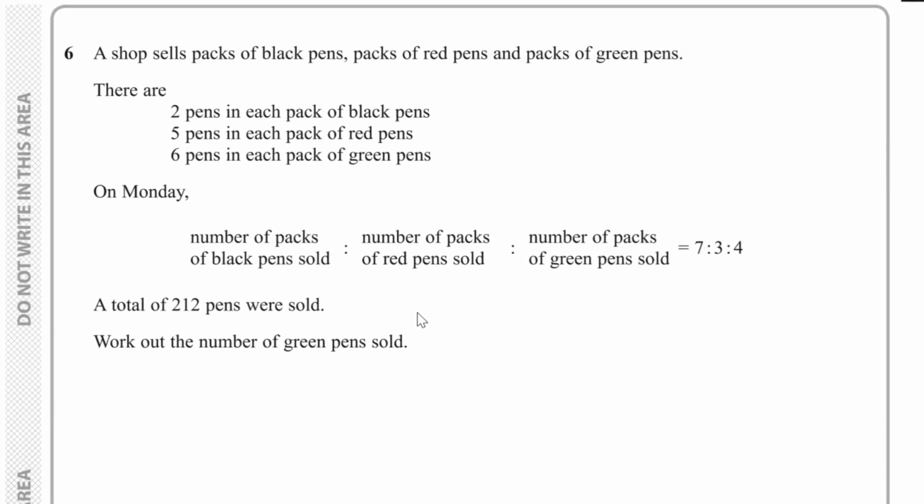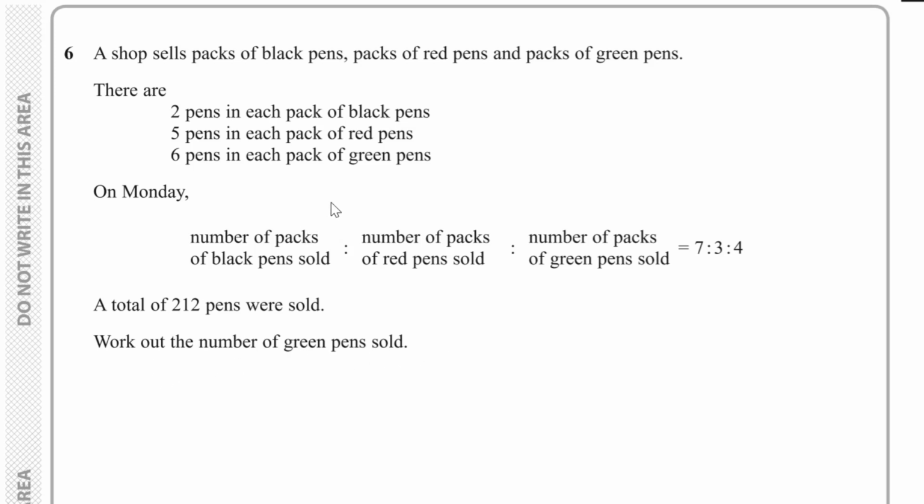Question number 6. A shop sells packs of black pens, packs of red pens and packs of green pens. There are 2 pens in each pack of black pens, 5 pens in each pack of red pens, 6 pens in each pack of green pens. On Monday, the number of packs of black pens sold to the number of packs of red pens sold to the number of packs of green pens sold, that's given by this ratio 7:3:4. A total of 212 pens were sold. We have to work out the number of green pens sold.